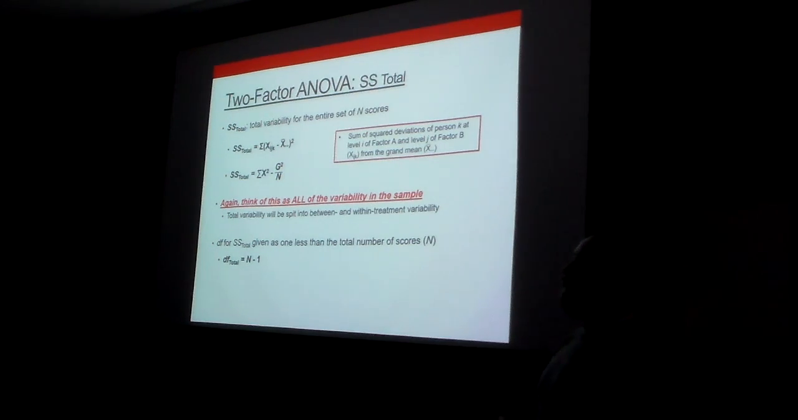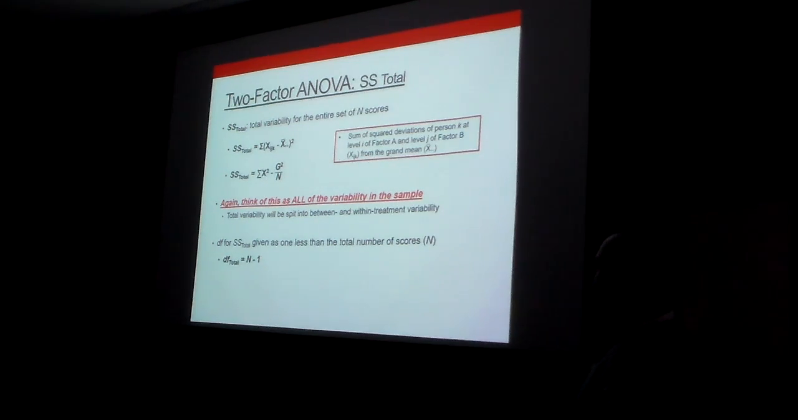Computationally, with the appropriate summary statistics, we can calculate this shorthand by taking the sum of all your squared x values minus the square of the grand mean over the total number of people in the sample. Okay. So again, think about this as all the variability in the sample.